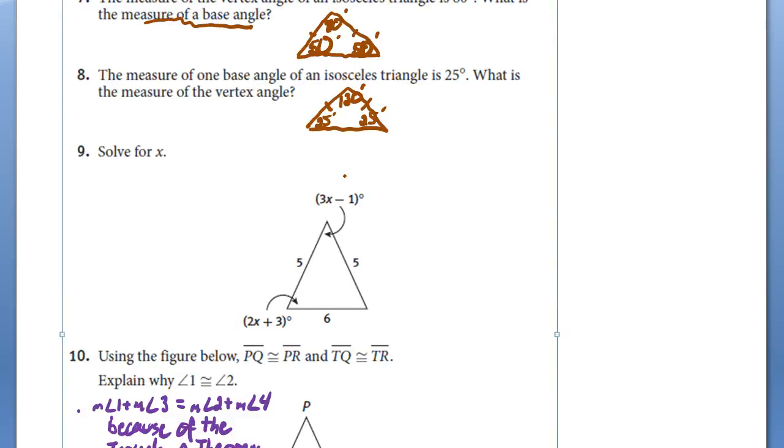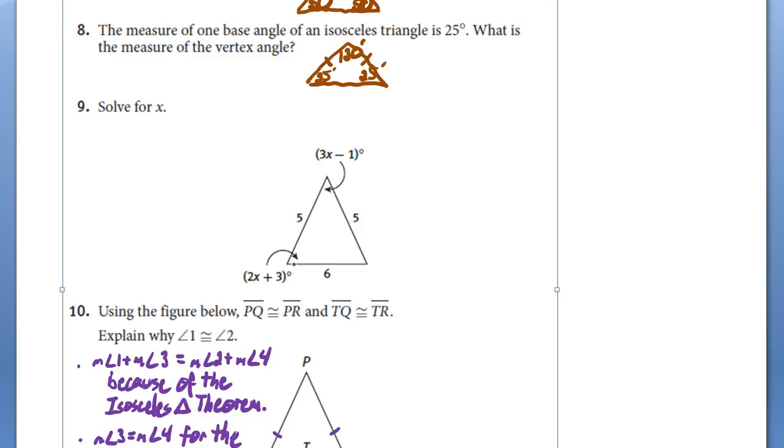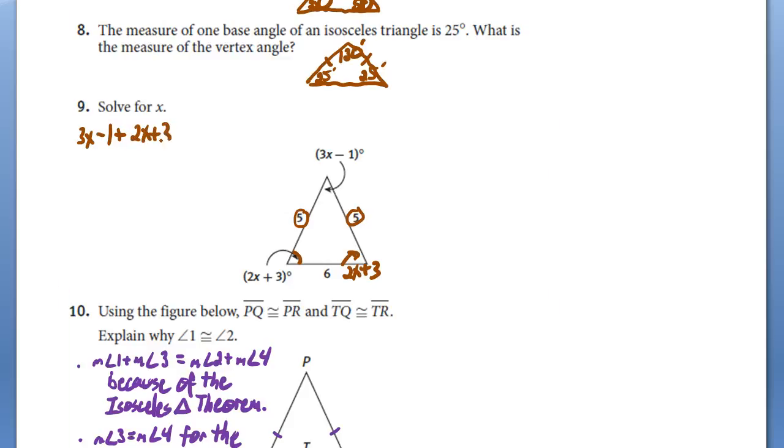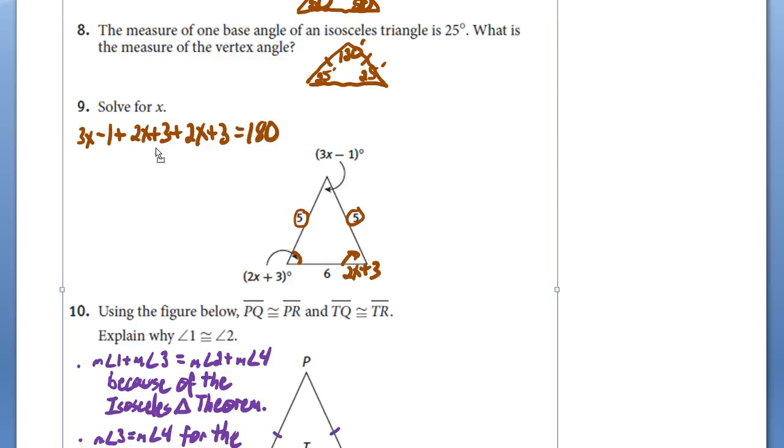Next question, solve for x. So a very similar problem, but in the angles we have some algebra expressions. This is an isosceles triangle. I know that because these sides are congruent. This base angle is congruent to this base angle, so we can put 2x plus 3 in here as well. Remember that all three angles will add up to 180, and that's how we can get our equation. 3x minus 1 plus 2x plus 3 plus 2x plus 3 equals 180. 3x plus 2x is 7x.